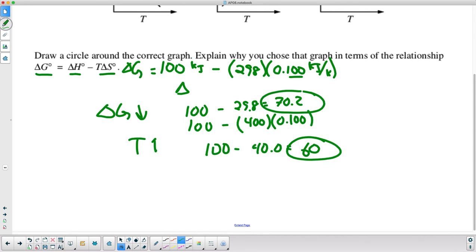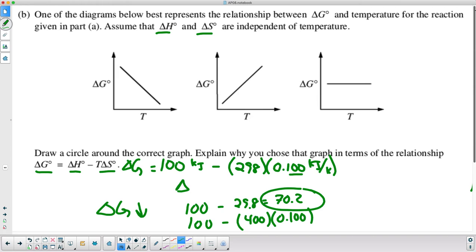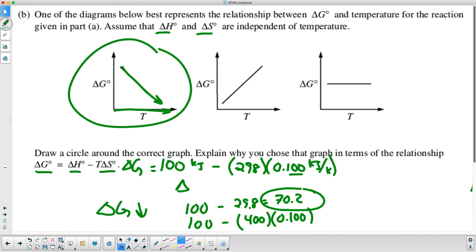as my temperature increases. So which one of these up here shows delta G decreasing as temperature increasing? As temperature increases this way, this would be the one that shows my delta G decreasing. Okay, so that is the answer.